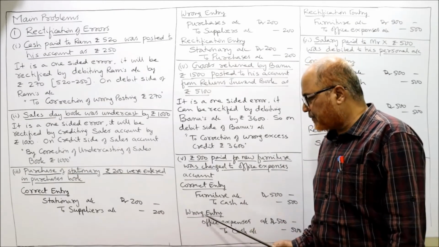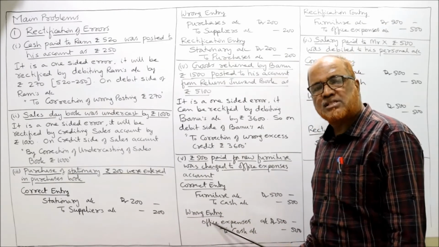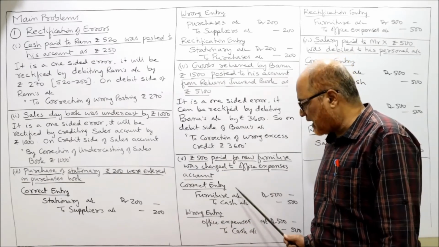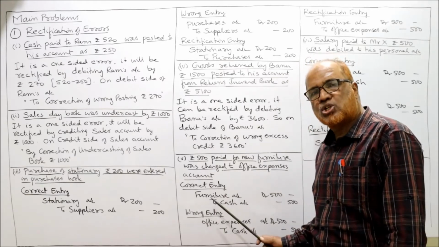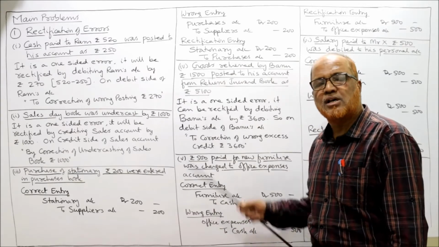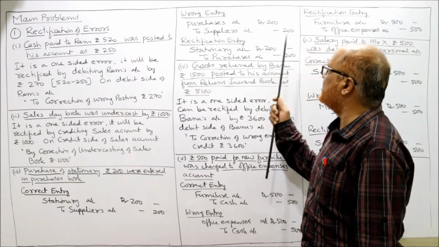Right? So I am writing both the correct entry, wrong entry, and rectifying entry for your understanding. What is the correct entry? Furniture account debit to cash. This is the correct entry. But by mistake, office expense account debit to cash. There is no error in cash. The mistake is instead of debiting furniture, by mistake we have debited office expense. So the rectifying entry will be furniture account debit to office expenses account.